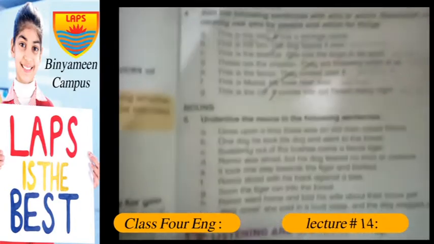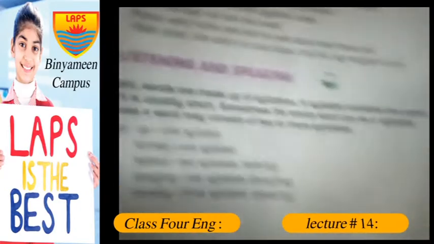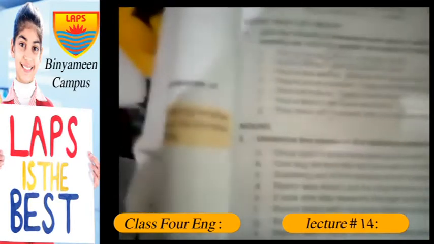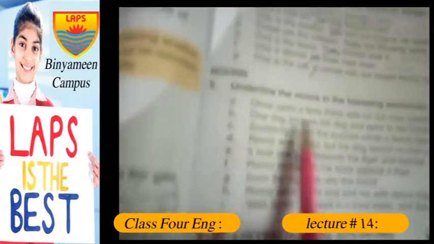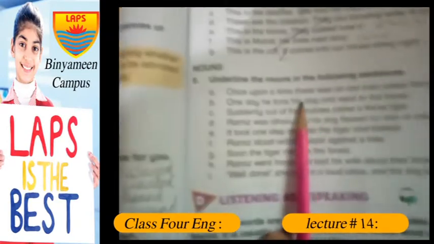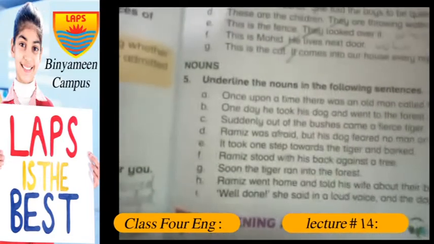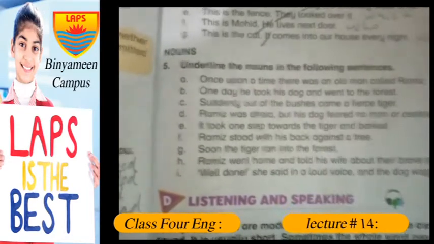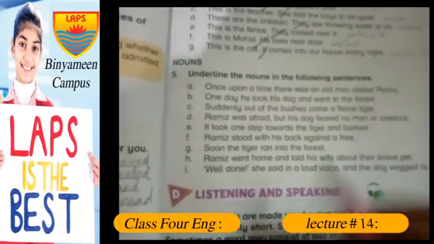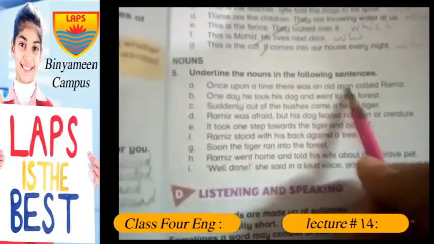Today, the activity we are doing is on page number 7, C5 actually. It says underline the nouns in the following sentences. Like the first one here says, once upon a time there was an old man called Ramirez, and in this one the man and Ramirez are actually nouns.